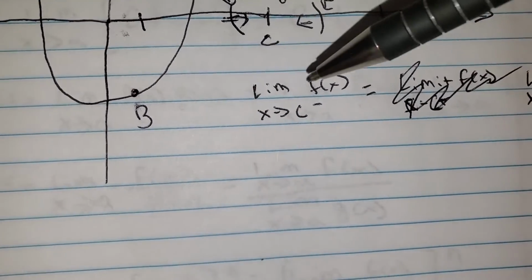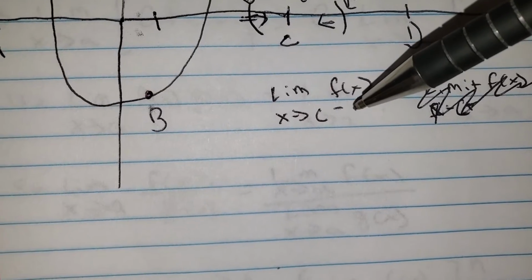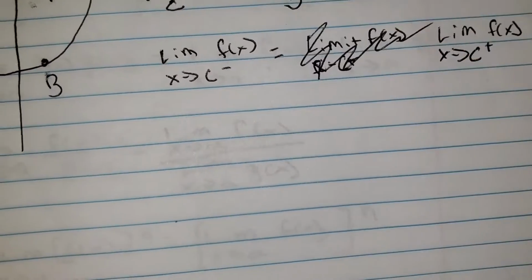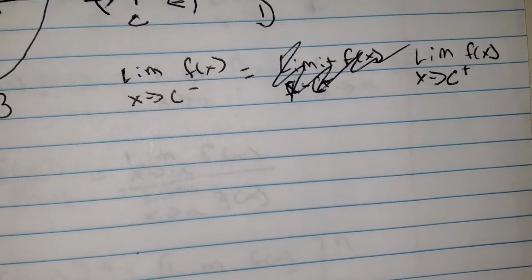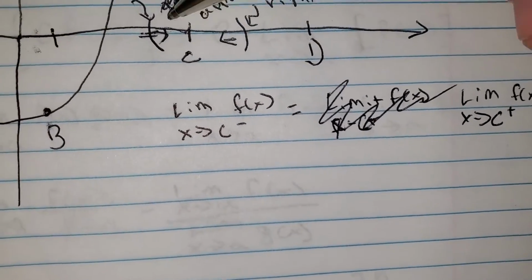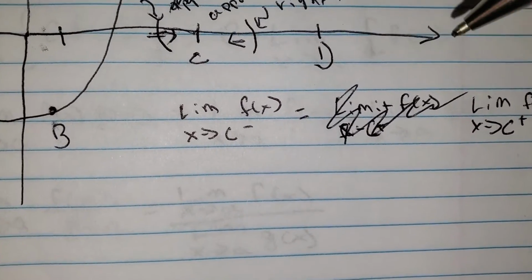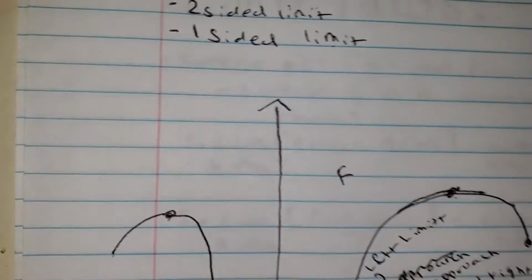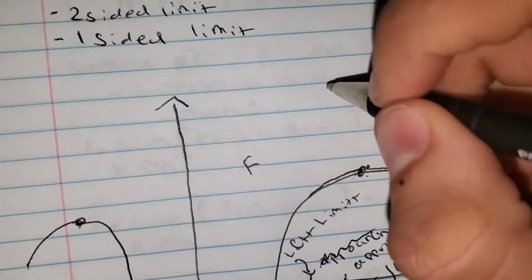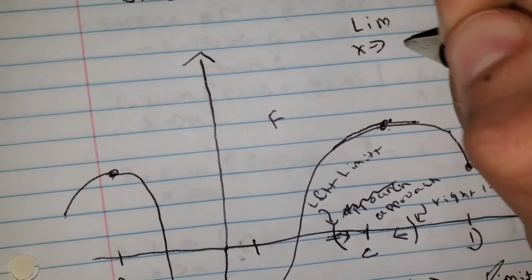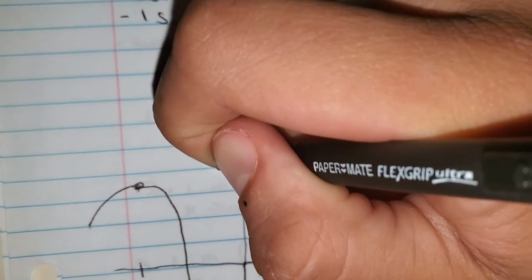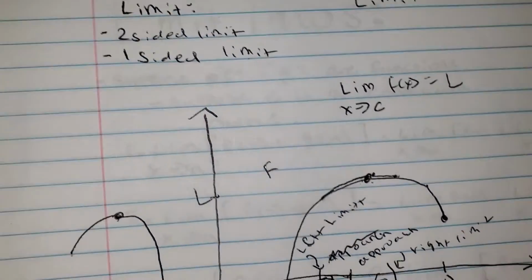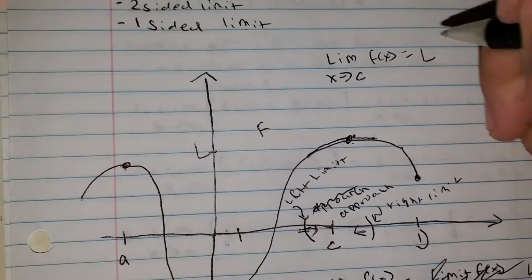You'll see notations in books: the limit as x approaches c from the left of f of x is equal to the limit as x approaches c from the right of f of x. If the limit from the left hand side is equal to the limit from the right hand side, then our two-sided limit exists. The more common notation seen is the limit as x approaches c of f of x is equal to a value, let's call it L. And this means the two-sided limit.